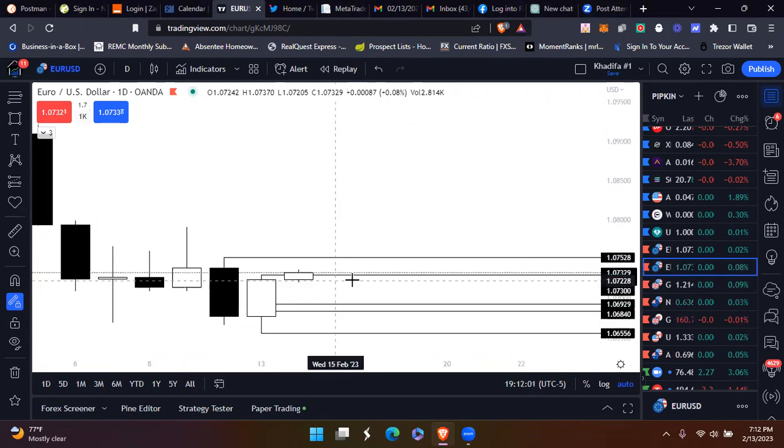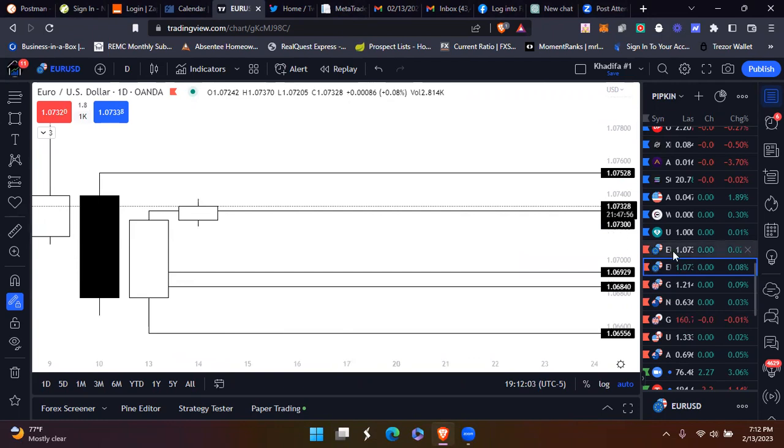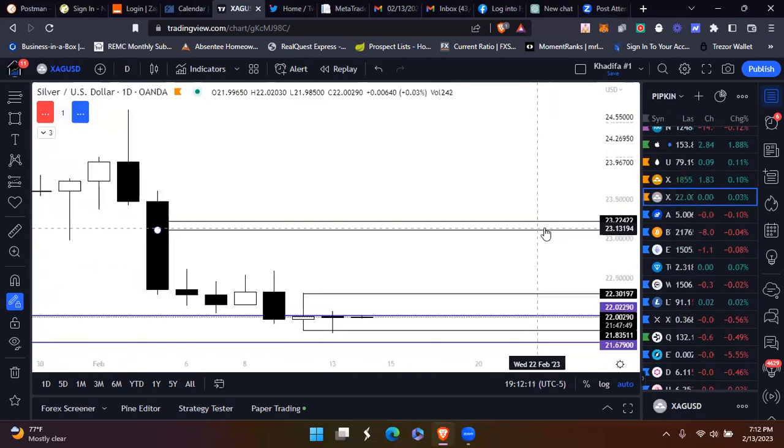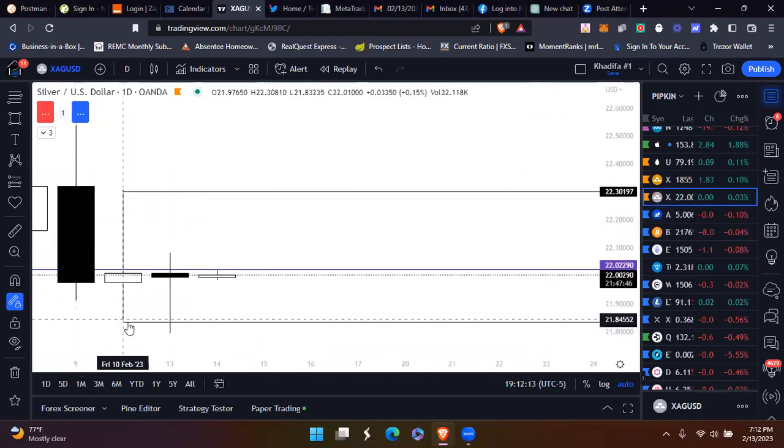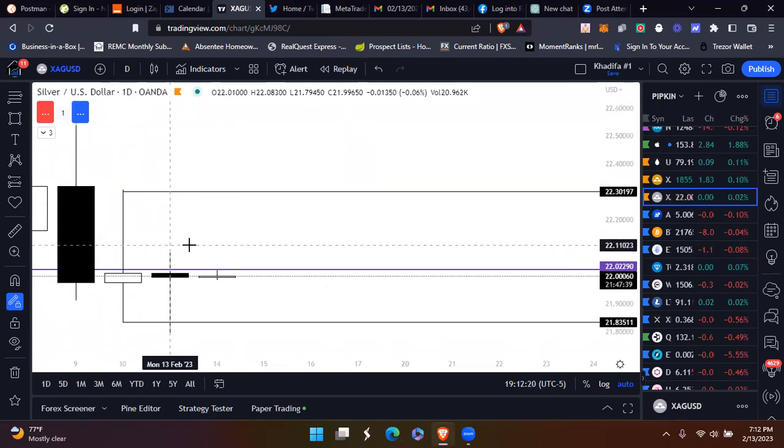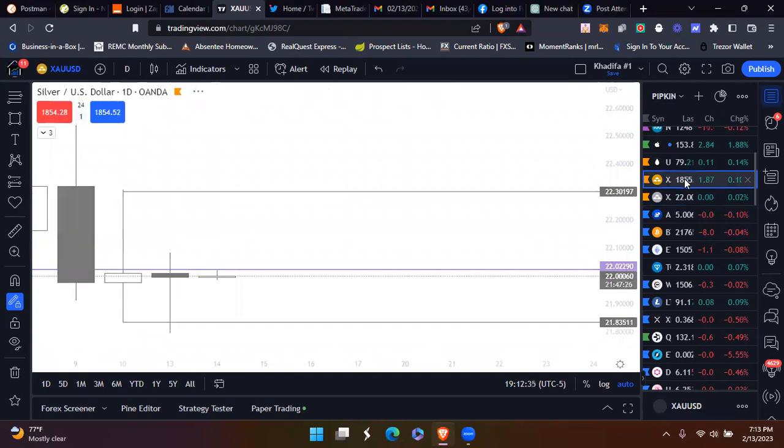So with that being said, looking at metals, silver ran Friday's sell side liquidity, left buy side liquidity intact. If the dollar gives us that push down to that discount array, then I'm looking for silver to run today's high that we set today and potentially run up and run Friday's buy side liquidity.